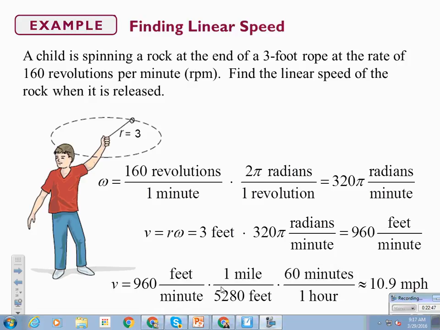So we want to convert that to miles per hour. There are 5,280 feet in 1 mile. And then there's 60 minutes in 1 hour. So that's 960 pi times 60 divided by 5,280. That's approximately 10.9 miles per hour. That thing will put a dent in your forehead for sure.